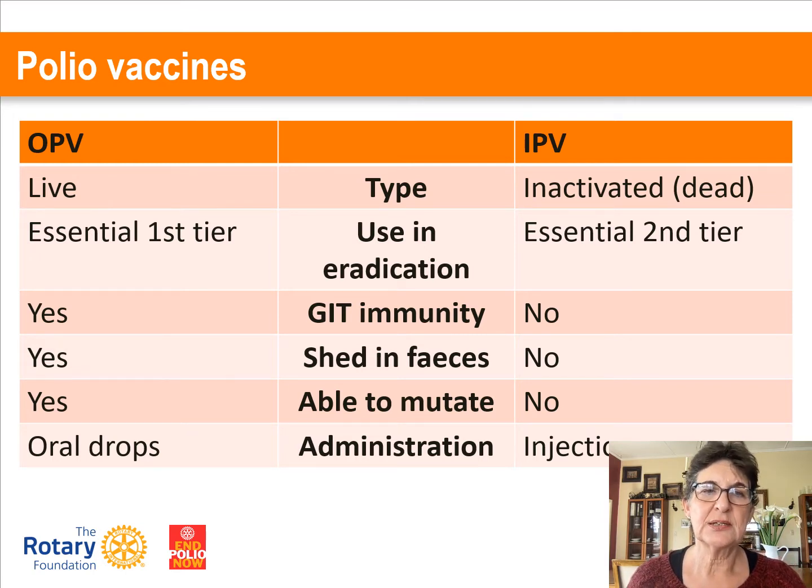Now, the reason that we have to use OPV first is that it provides gut immunity, or gastrointestinal tract immunity. So the immunity is actually provided right the way through the gut.